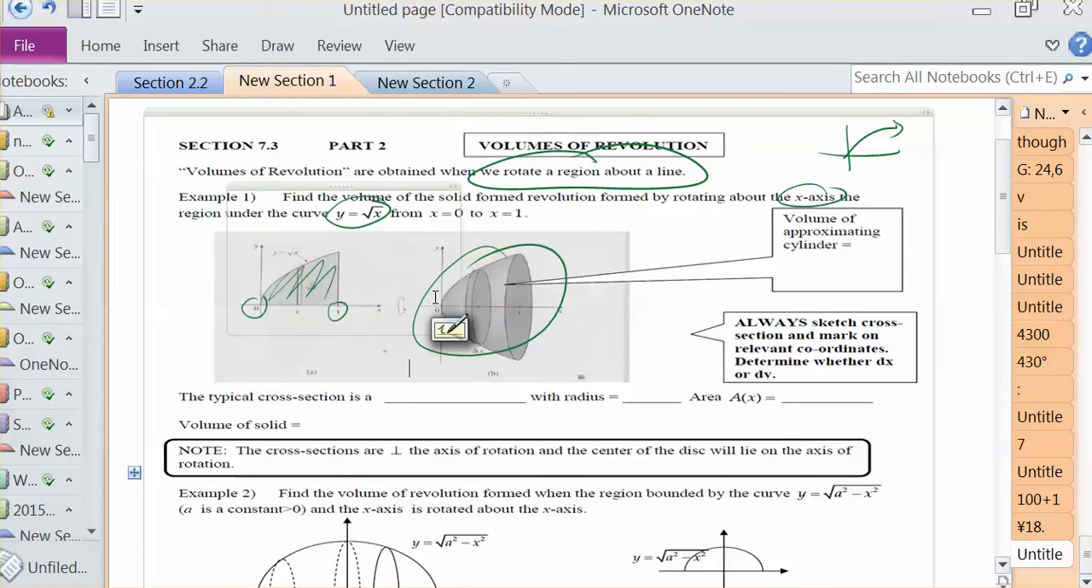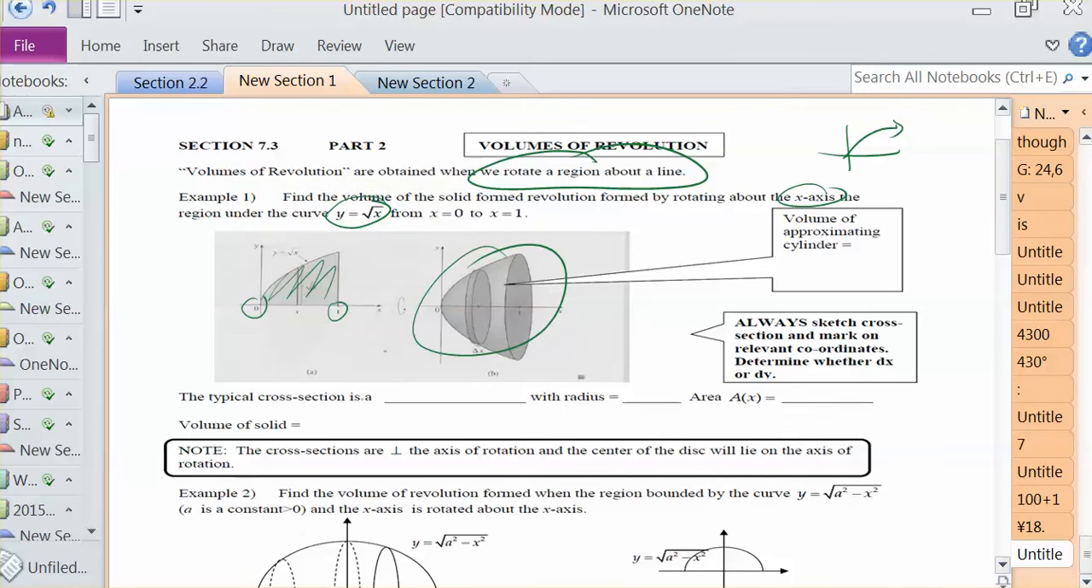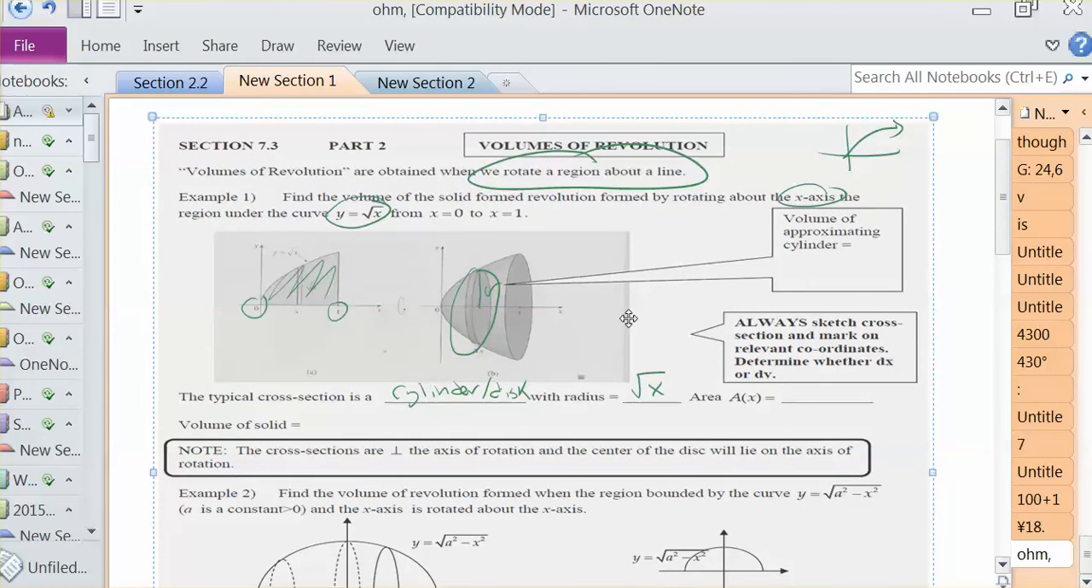Now, what we're going to want to do is get a cross-section and figure out what shape it is and find the area. So this right here that I just circled is the shape of a cylinder. So the cross-section is a cylinder, or you could say it's a disc, with a radius of root x.